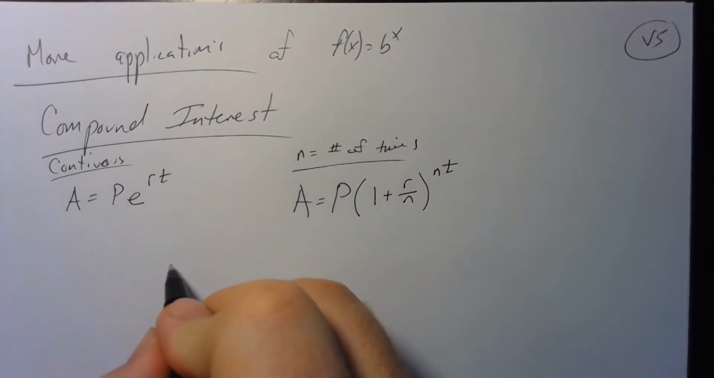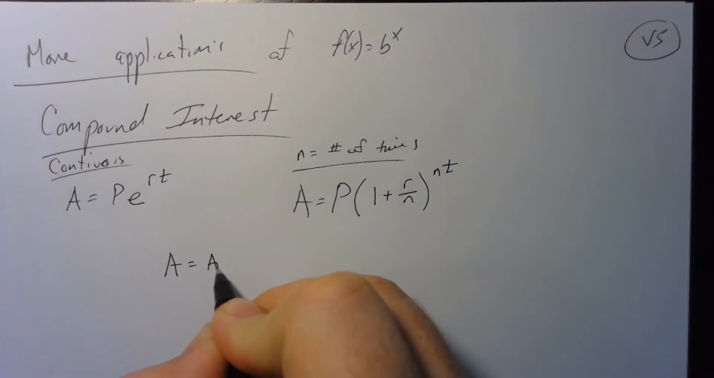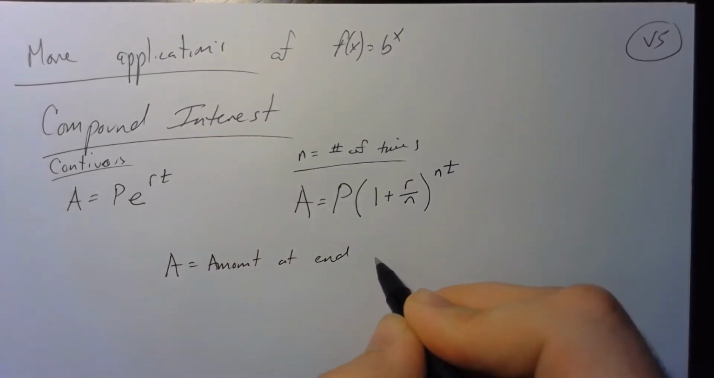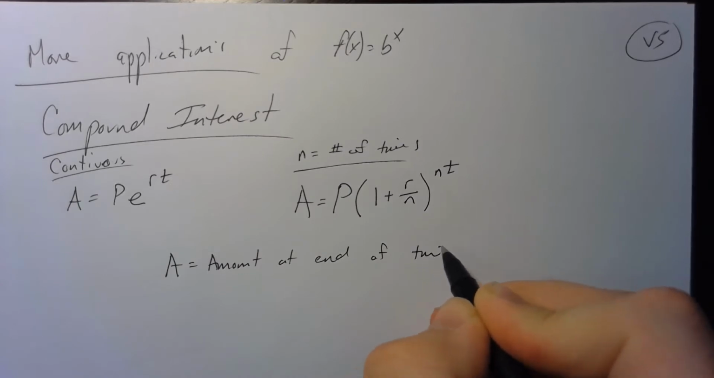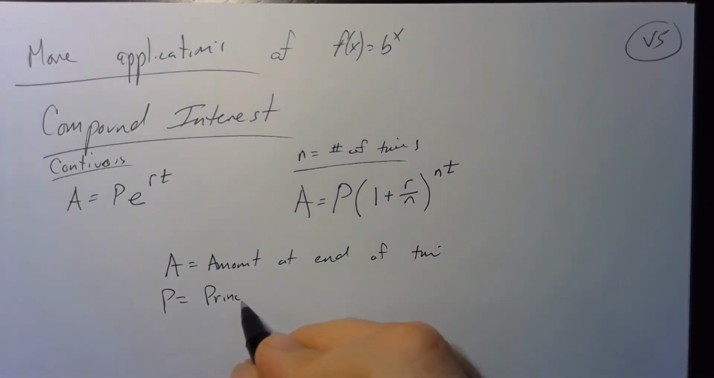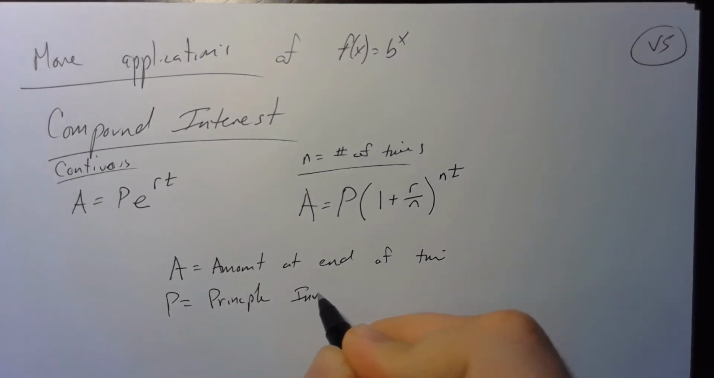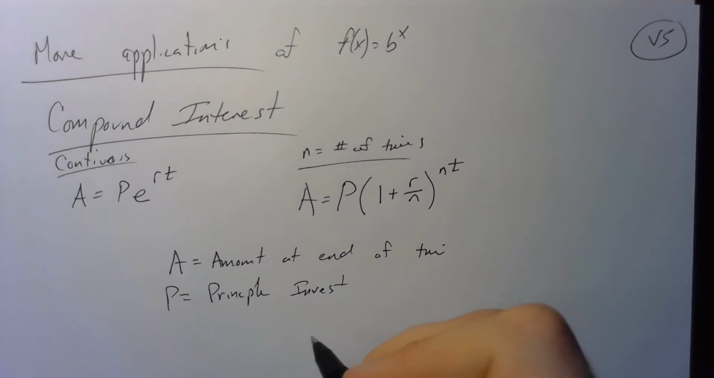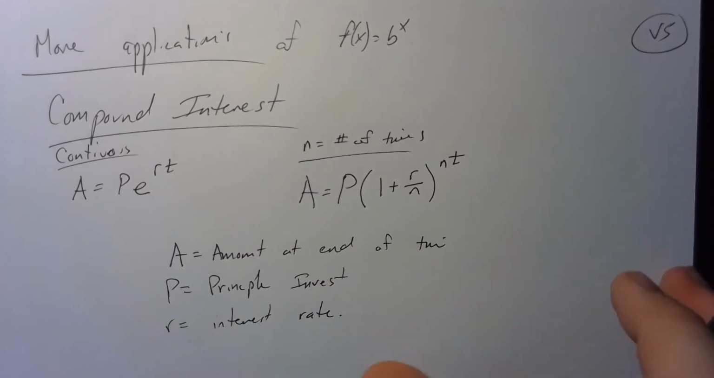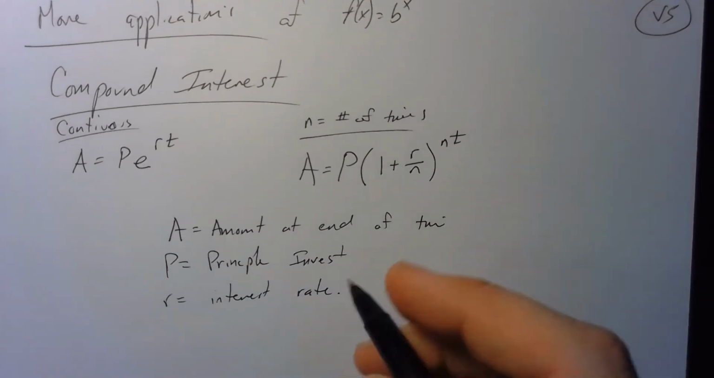So the values that are the same are: A is equal to the amount we end up with, the amount at the end of a certain amount of time. P is equal to the principal, the principal amount that we invest, how much money we're putting into that account. Your r is going to be the interest rate. Be very careful with the interest rate. A number of students can make mistakes in terms of how we write that.